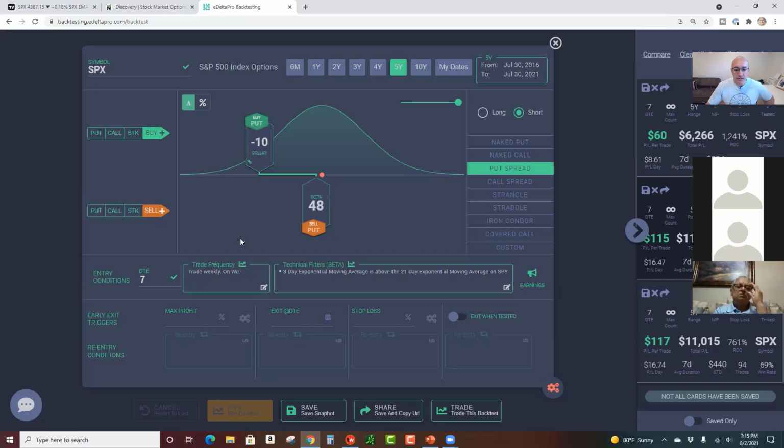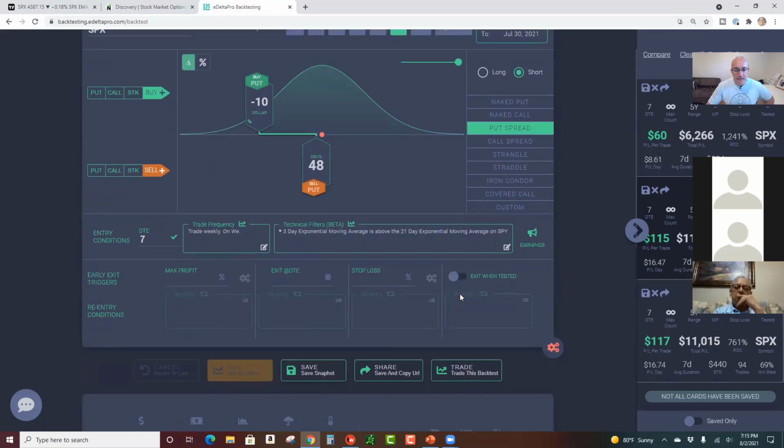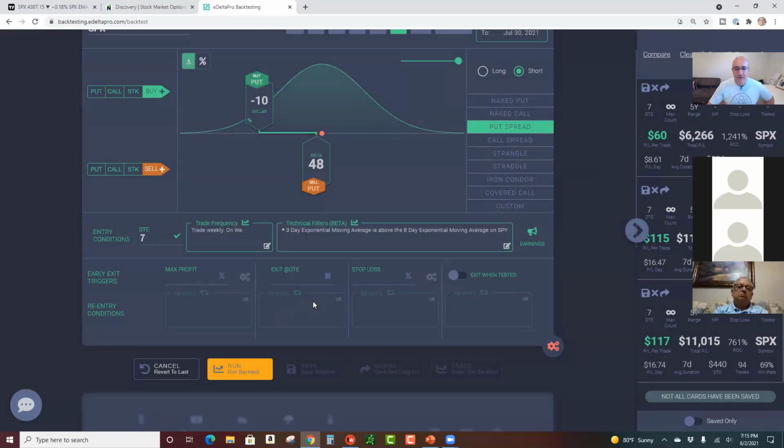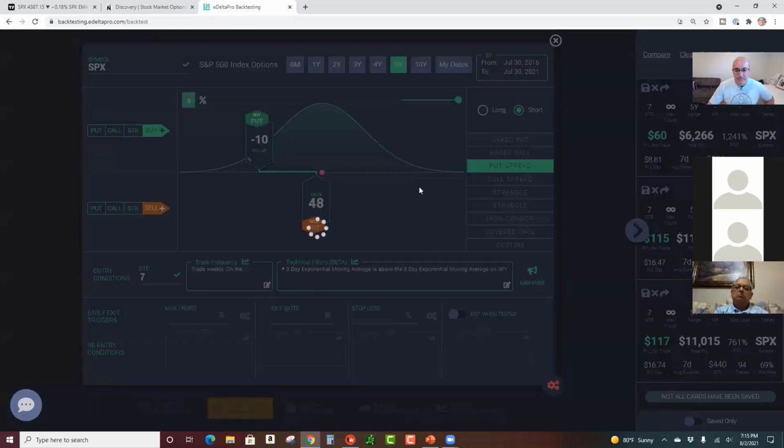Someone asked, can we try the 3 over the 8 EMA instead? Sure, let's do it. I'm going to do the 3 over the 8. And trust me, I've already done all this, and I ended up with the 3 over the 21. I did the 3 over the 5 over the 13. I did a bunch.